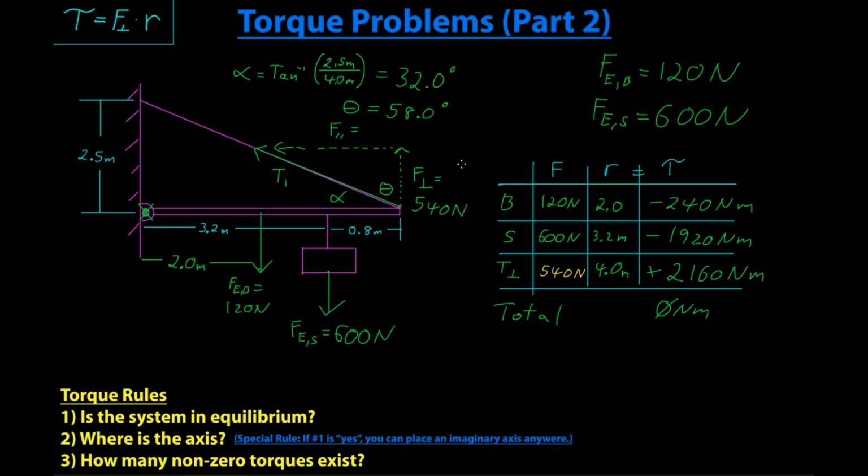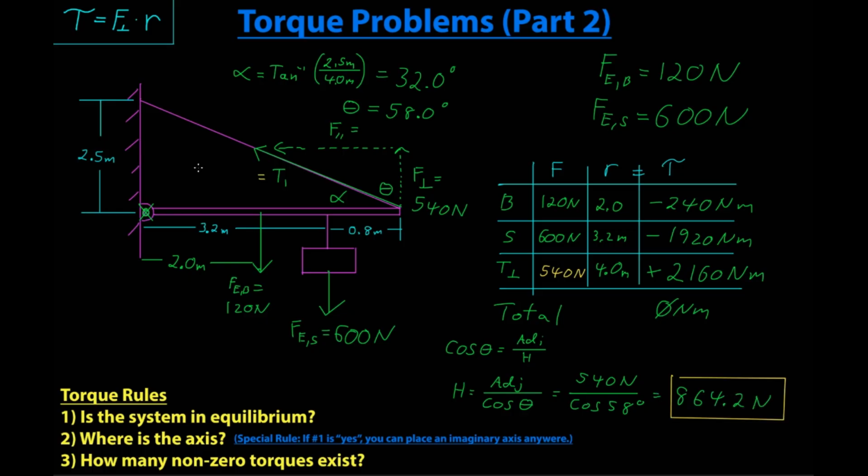Now, our job is not done. This is the perpendicular component. We need the actual full component of the tension. Fortunately, we have the angle that's right between them. In other words, this makes a nice right triangle here. Since I have the adjacent side and the angle and I want the hypotenuse, we are going to use cosine. Cosine theta is adjacent over hypotenuse. Therefore, hypotenuse is adjacent over cosine theta. 540 newtons over cosine 58 degrees gives us 864.2 newtons. That is the tension in the string.